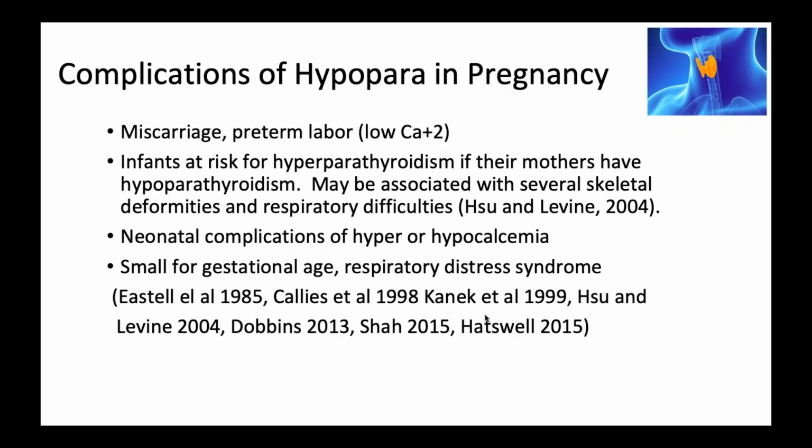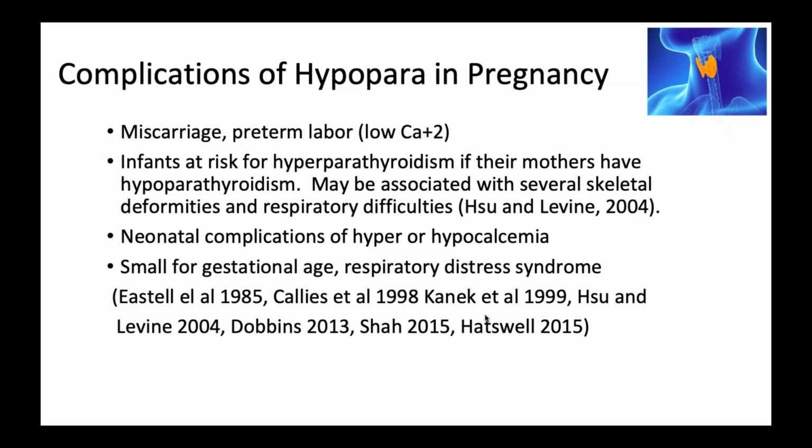So there are complications of hypoparathyroidism in pregnancy, and patients may have small for gestational age babies. They may have respiratory distress syndrome, and they're also more likely to have miscarriage and preterm labor in association with low calcium. And one of my pregnant patients with hypoparathyroidism was complaining of uterine contractions, and her serum calcium, when I was measuring it, was normal. But I increased her calcium and calcitriol dose, and the contractions resolved. And she carried her pregnancy to term and had a beautiful baby.